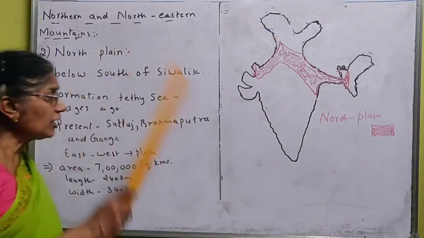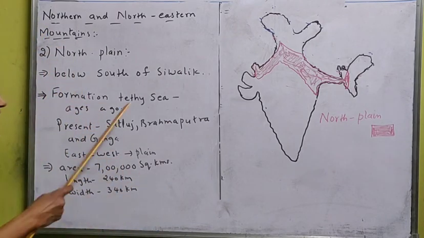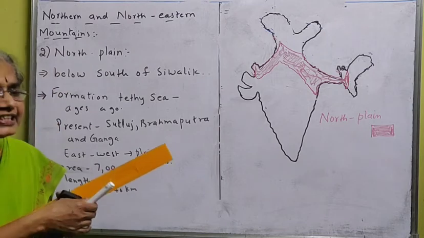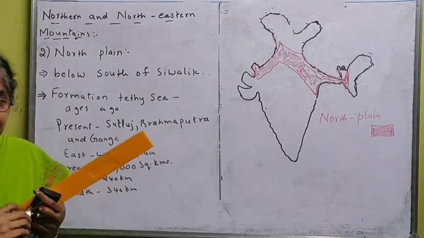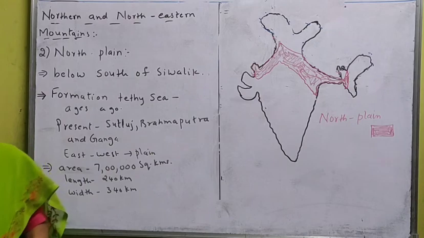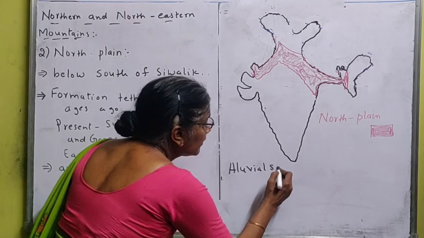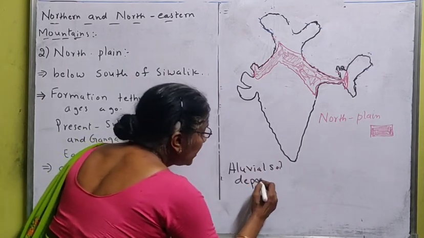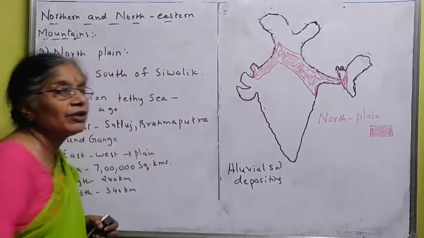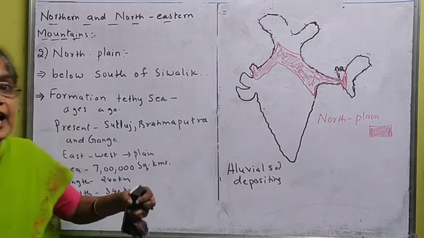Ages ago it was believed that this north plain was formed due to a Tethys Sea which was flowing from the Shivalik mountains. As it flows, it is carrying alluvial soil with it and deposited it in this particular area. Depositing means when the water flows, that soil stays back in that particular place. That is how this north plain became a very fertile land.